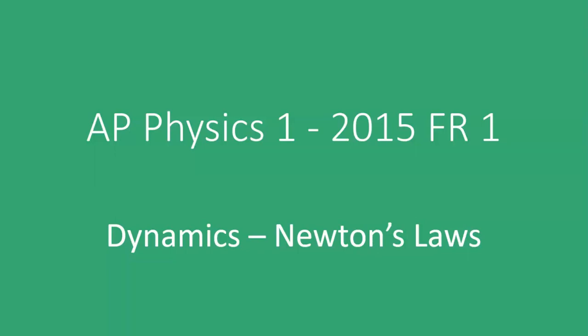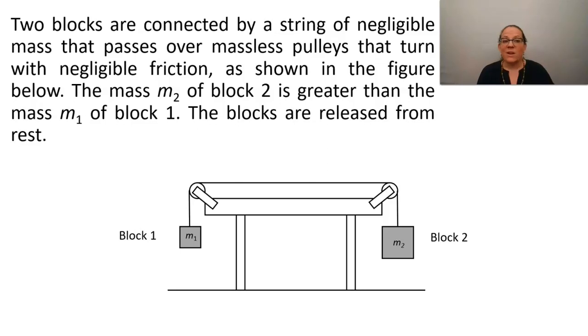So today we're going to examine from AP Physics 1, the 2015 exam free response question 1, and the topic was on dynamics and applications of Newton's laws. So here is our problem setup. 2 blocks are connected by a string of negligible mass that passes over massless pulleys that turn with negligible friction, as shown in the figure below. The mass M2 of block 2 is greater than the mass M1 of block 1, and the blocks are released from rest.